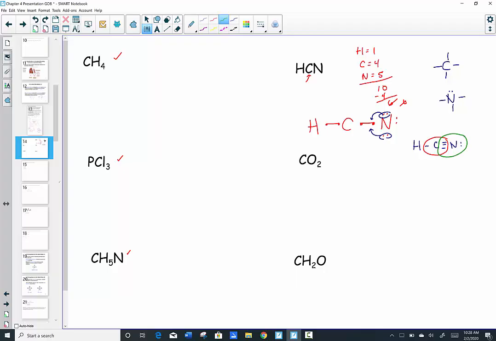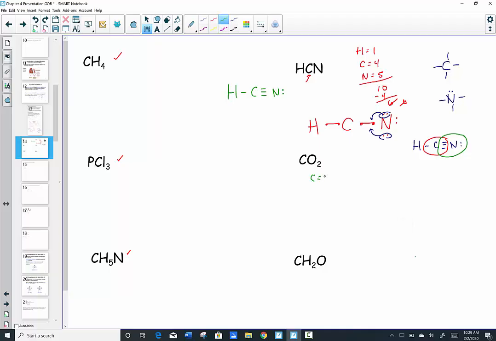3 bonds, all involved in a triple bond, still counts as 3 bond requirements and 1 lone pair. We just drew HCN with a triple bond leading out to the nitrogen there. HCN. Let's keep going. This is fun.